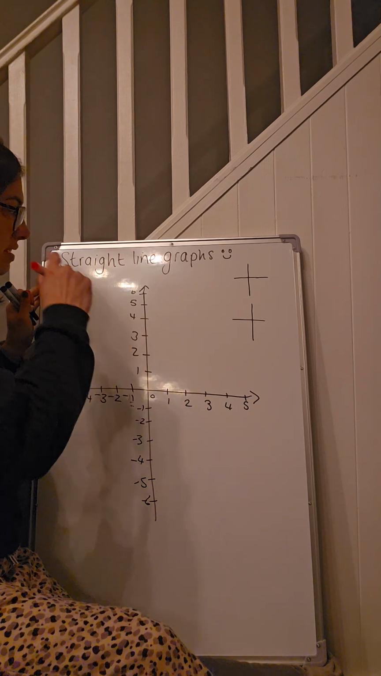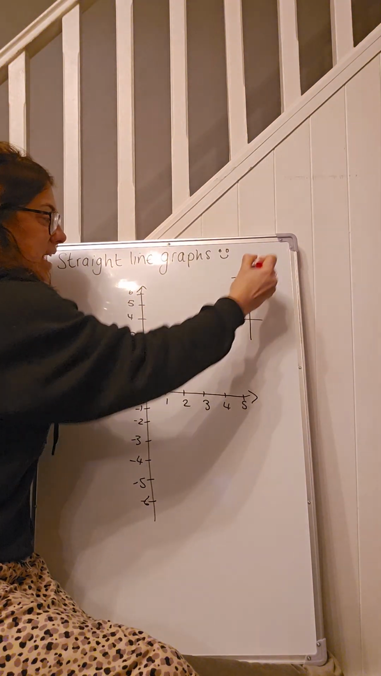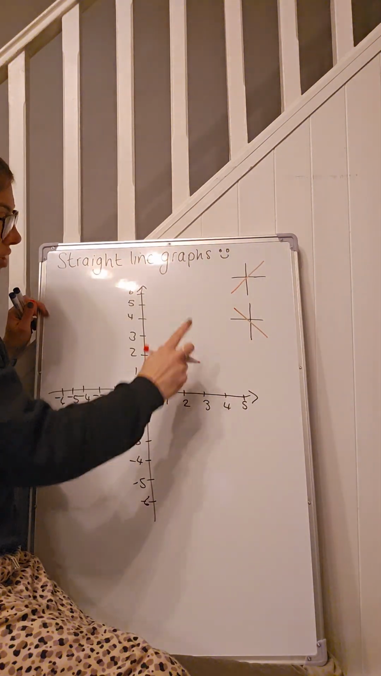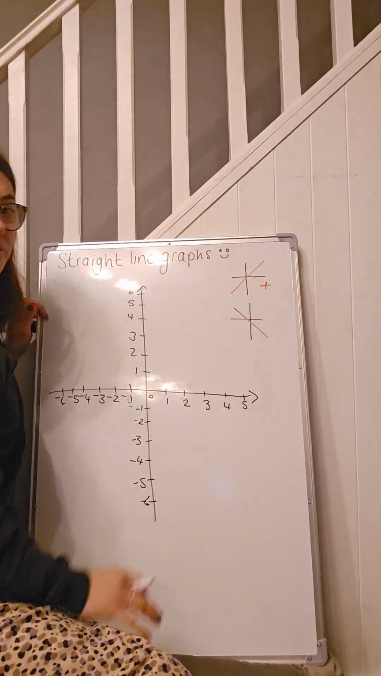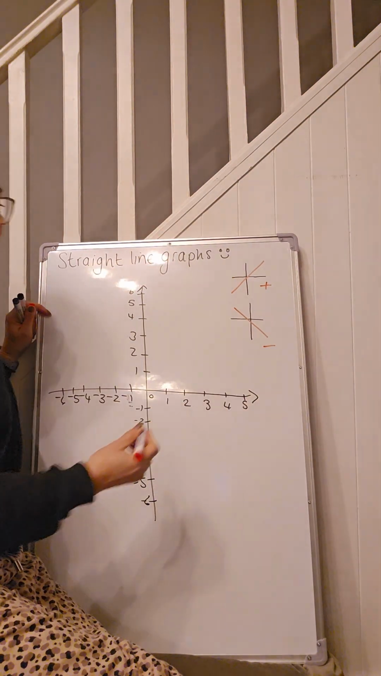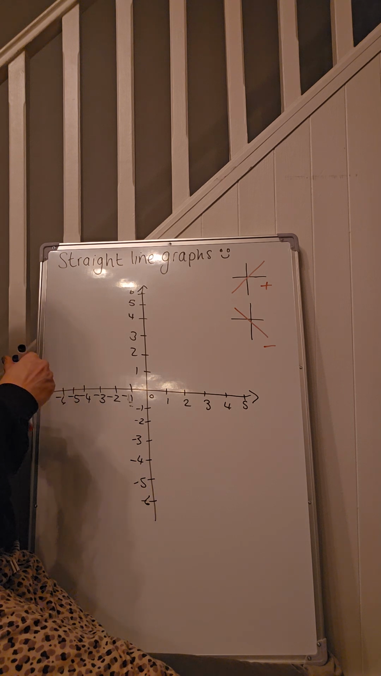Okay, so first thing we want to look at is the gradients that we would get. If the line is going up this way through the graph, then this is a positive gradient. Going down this way is a negative gradient, and we'll come on to those in a minute. Okay, so let's have a look.